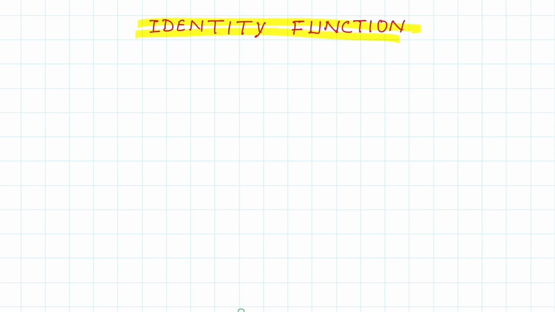So what is an identity function? Suppose we have a function f of x equal to x. That means if you put x is equal to 1 here, then it gives 1. If you put x is equal to 2, then it gives 2. If you put x is equal to 3, then it gives 3. Then this function f is said to be an identity function. So what will be the definition of this type of function, the identity function?